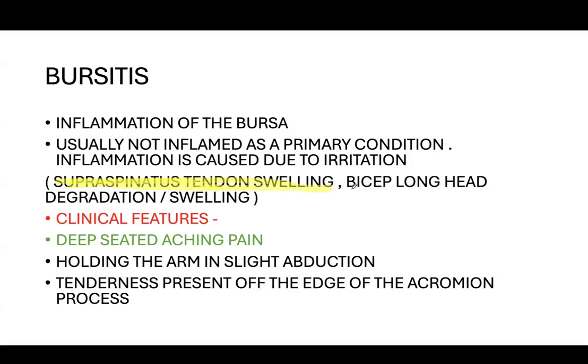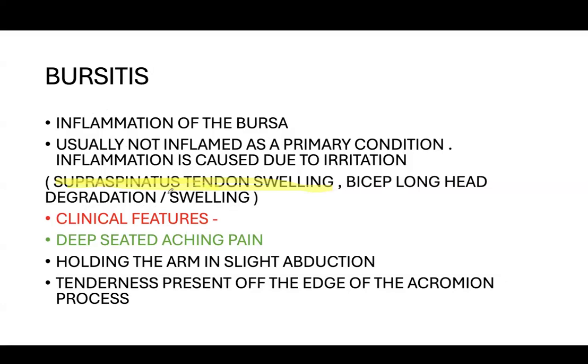Or you could have biceps long head degradation and swelling. As you know, the biceps has two heads, the long head and the short head. So if the long head degrades or swells, you could have bursitis. Basically, these conditions are the primary condition, and the secondary condition could be bursitis because of them.